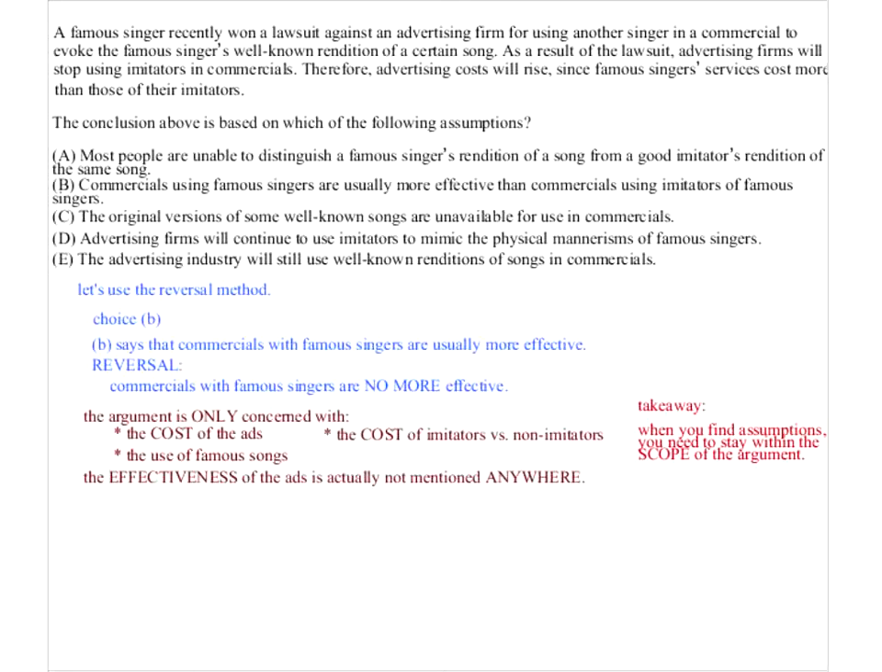Let's look at choice E. Choice E says that the advertising industry will still use famous songs. What's the reversal of this? Go ahead and type in the text box, please. What's the reversal of that statement? The reversal of the statement is the industry will no longer use famous songs.